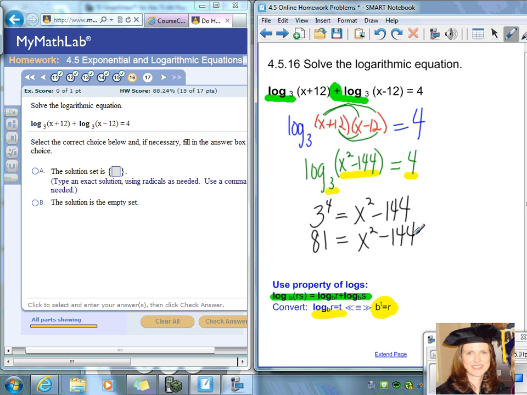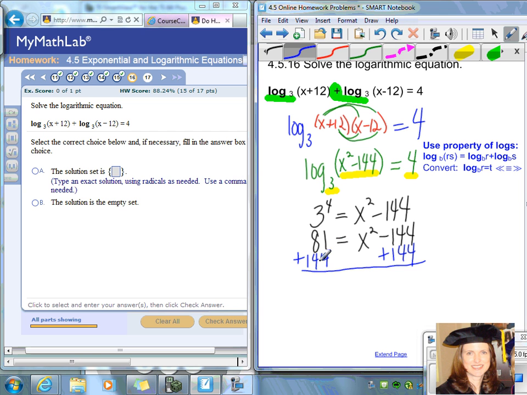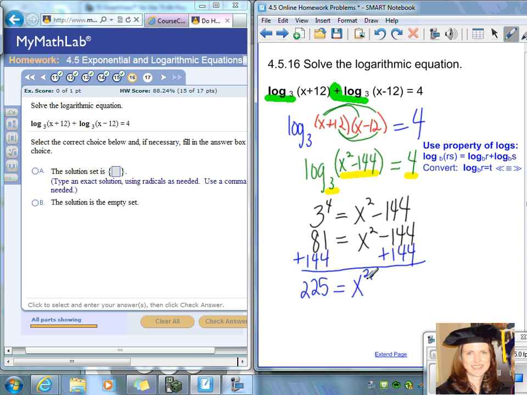We want to solve this for x. I'm going to add 144 to both sides. Okay, we get the equation 81 plus 144. That's going to be 225 is equal to x squared. Now when we solve this for x, we can take the square root of both sides. Square root of 225, I believe that's 15.